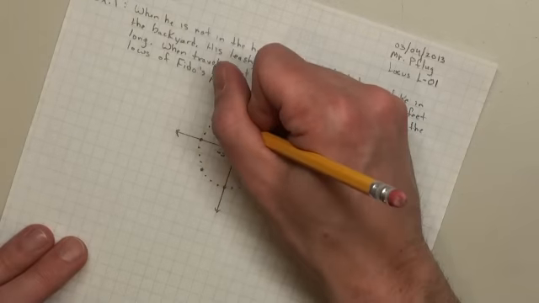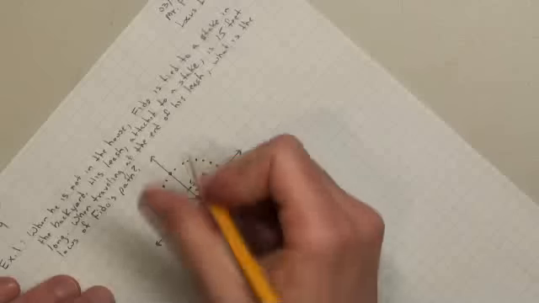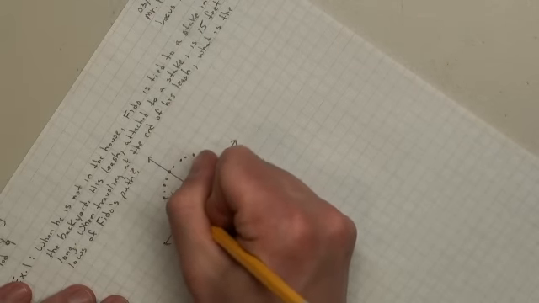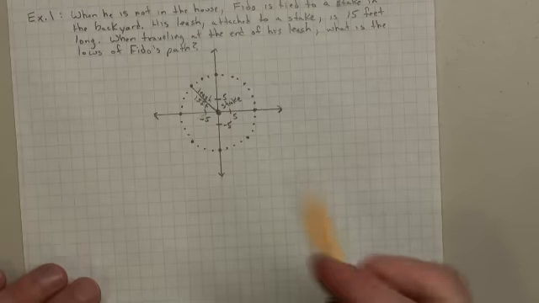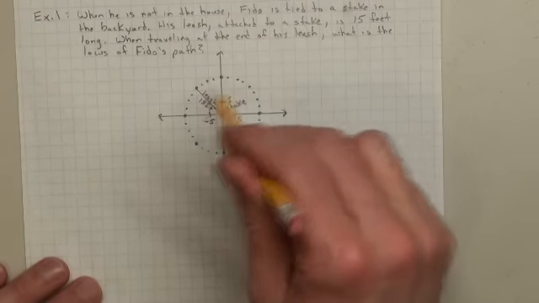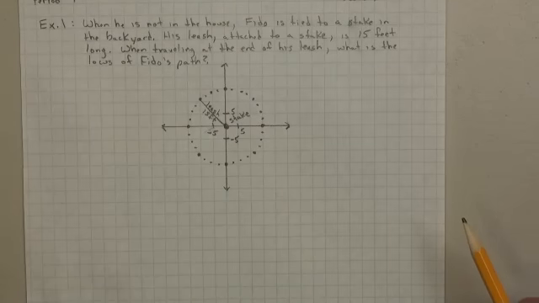So let's draw a leash. And it's 15 feet long. Okay? So Fido can essentially go in a circle around the stake at a distance of 15 feet. Okay? So that is the locus of Fido's path.